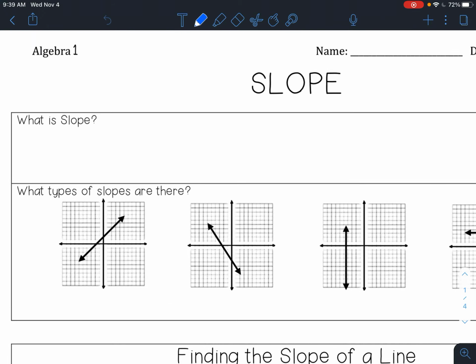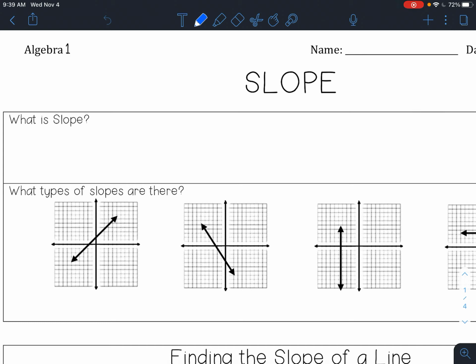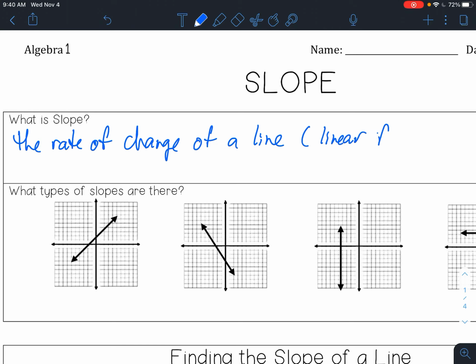So we've spent a couple of days now, or I guess just Monday, on slope in general. Looked at steepness of lines. We talked about equivalent ratios of finding when two things have the same steepness or have the same angle to them. But the formal definition here that we'll use, what is slope? It is the rate of change of a line or a linear function.